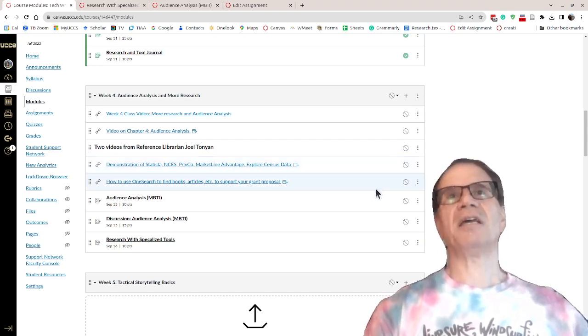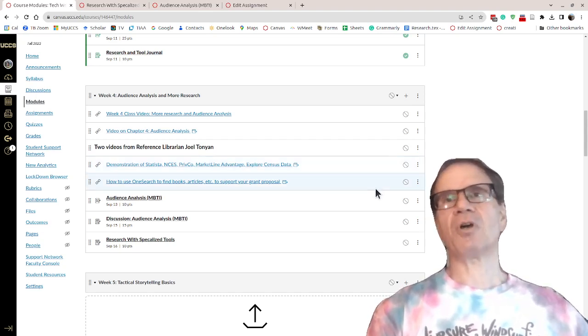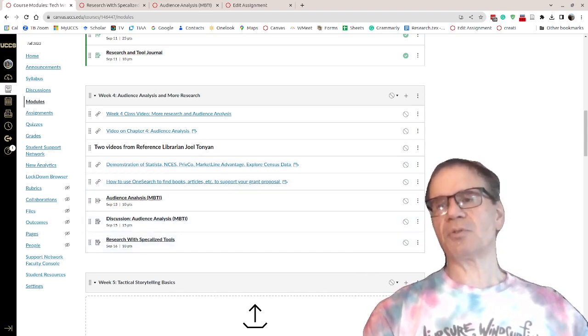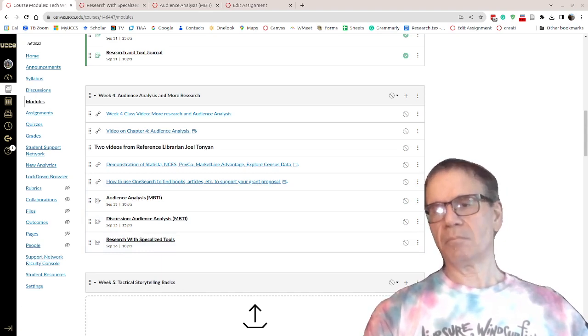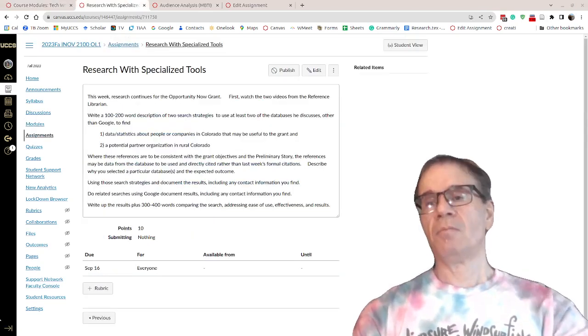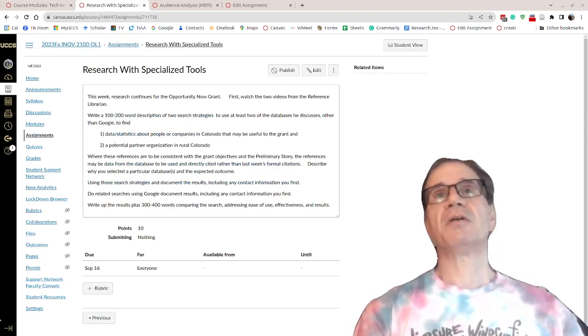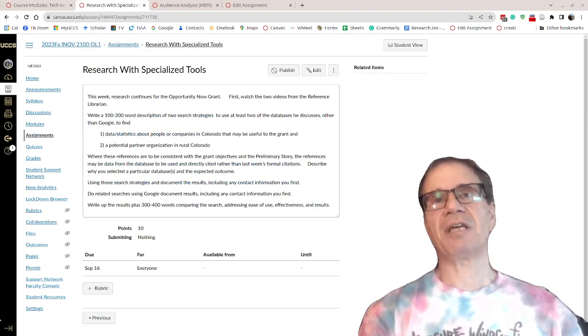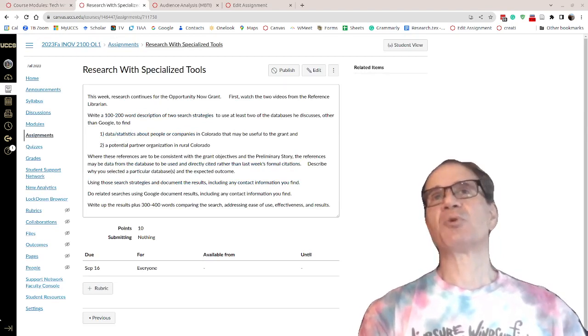The second one is a tool called OneSearch in the library to find books and articles that you can use to support your grant proposals. So you should watch both of those videos. So we're going to now go ahead and talk about the first assignment, which is research with specialized tools. The first part of the assignment, which is actually the last one due, is due September 16th, next Saturday.